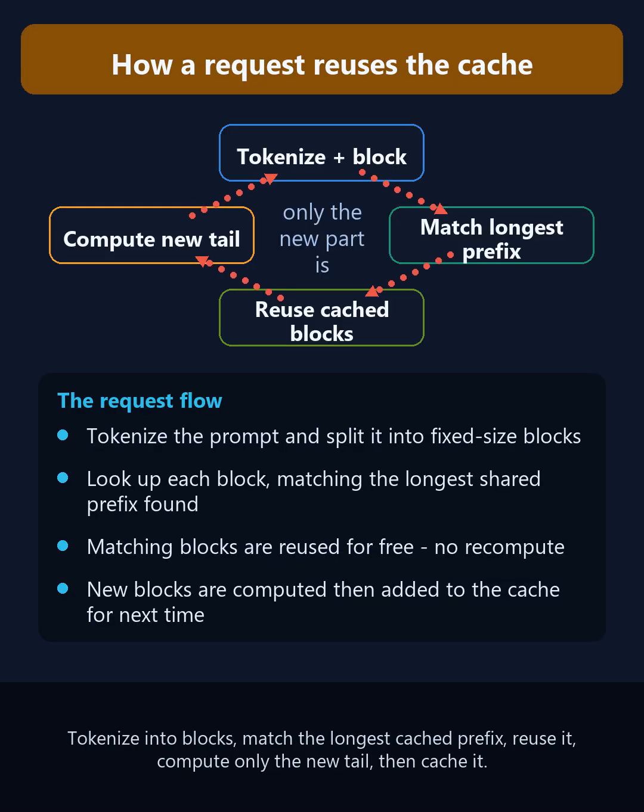Let's watch a request flow through. First, the engine tokenizes the prompt and splits it into fixed-size blocks. It then looks up each block in the cache, matching the longest shared prefix it can find. Matching blocks are reused for free, so only the new tail of the prompt is actually computed. Finally, the freshly computed blocks are added to the cache, ready for the next request that shares them.